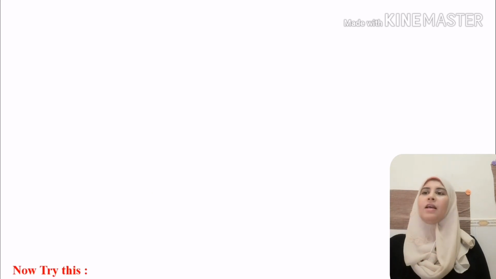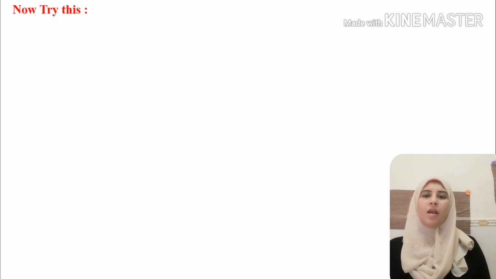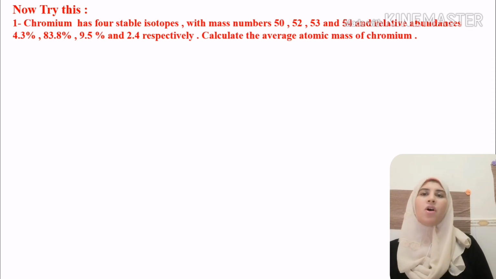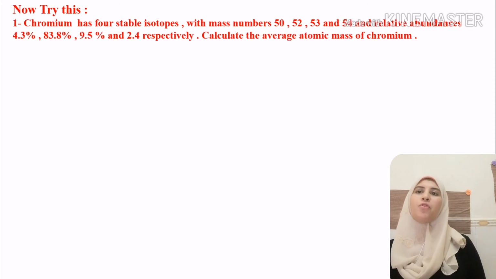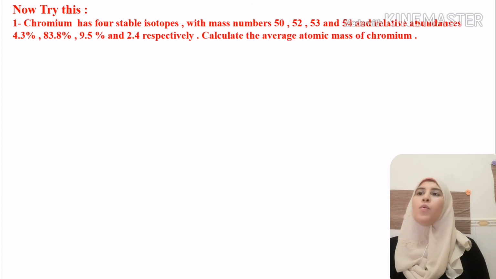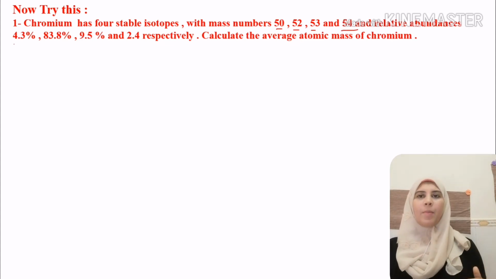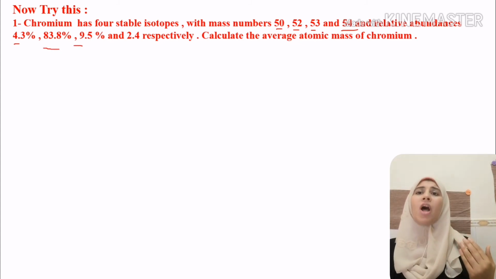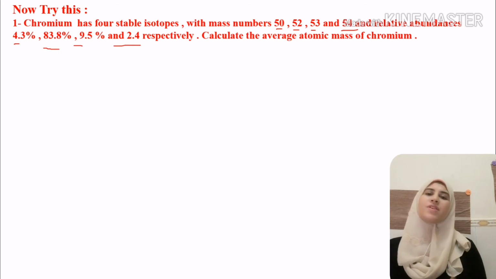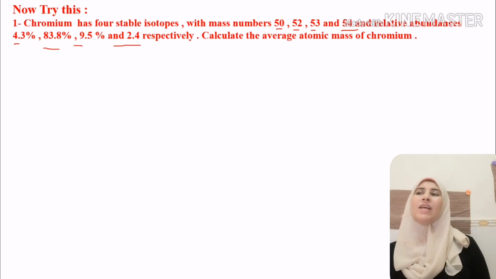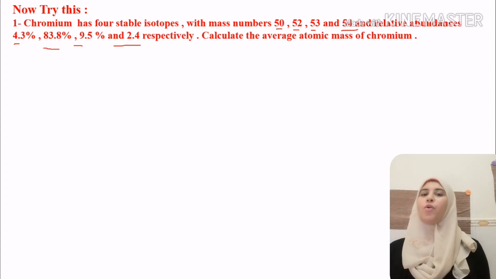Okay? Let's have another example. Now try these questions, which are the questions in your Cambridge Chemistry book for AS level. Let's start with the first question. Chromium has 4 stable isotopes with the mass numbers 50, 52, 53 and 54 and relative abundances 4.3, 83.8, 9.5 and 2.4 respectively. Calculate the average atomic mass of chromium.